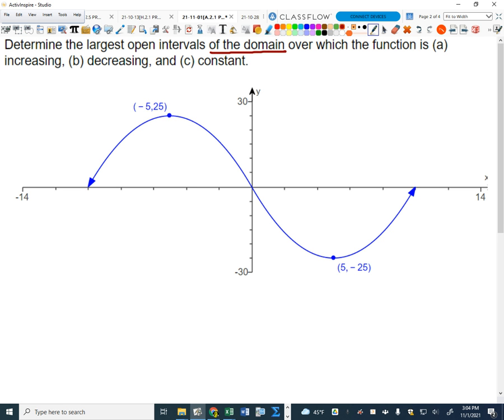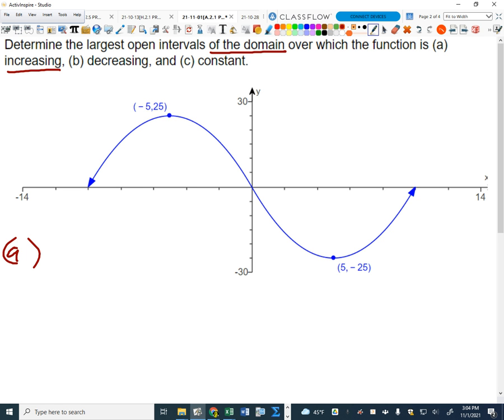So we're talking about values of x or y. X, right? Domain is x. So we want the values of x where the function is increasing, first of all, and then decreasing. So let's do increasing first. What do you suppose it means for a function to be increasing? Okay, so going up, but going up from where to where?